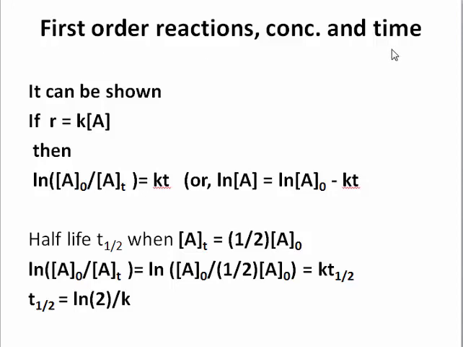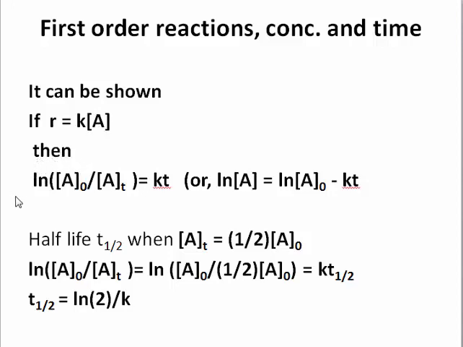Let's look at first order reactions and first order rate laws. A first order reaction has the form R equals Ka, where A is some reactant. In other words, the rate depends on the reactant concentration to the first power.